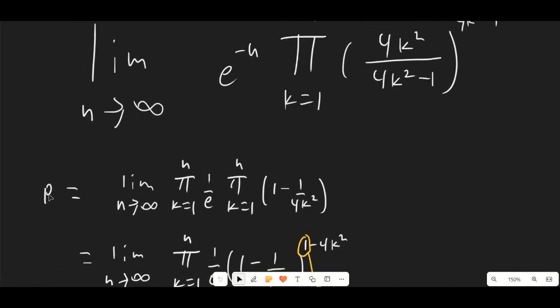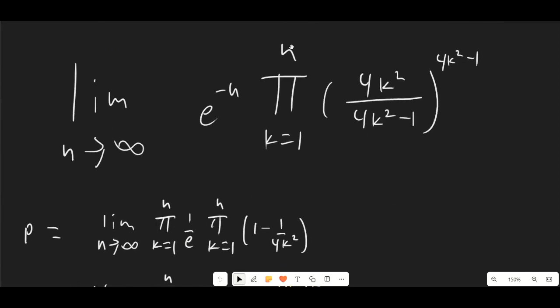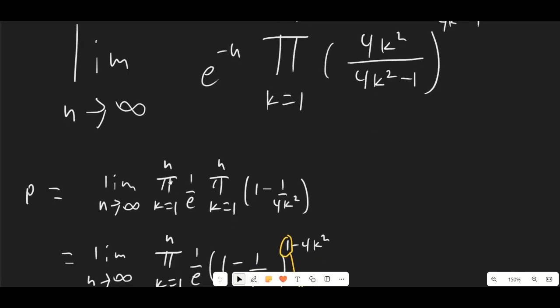We're just going to call this product P. The first thing we want to do is make it into a product from k equals 1 to infinity, because dealing with limits and products at the same time is usually not too nice. So what I'm going to do is rewrite e to the negative n as the product from k equals 1 to n of 1 over e.